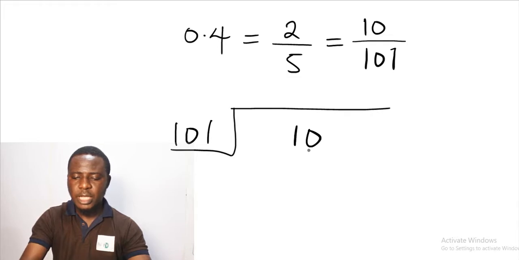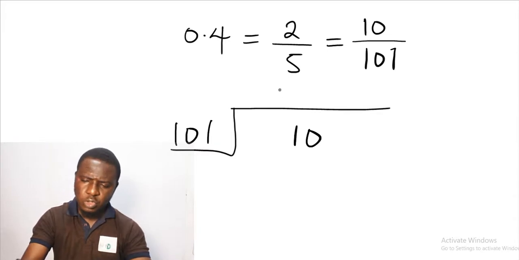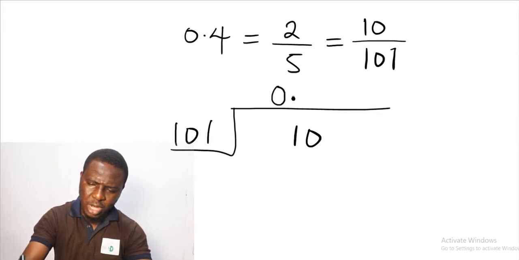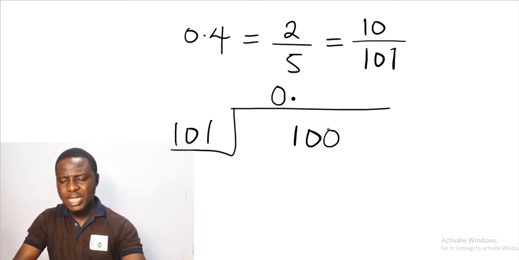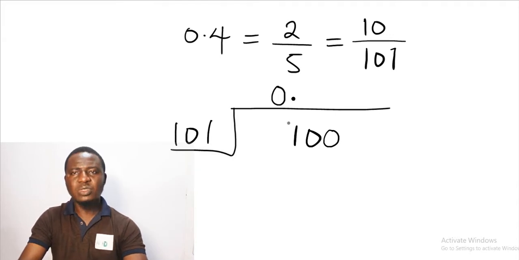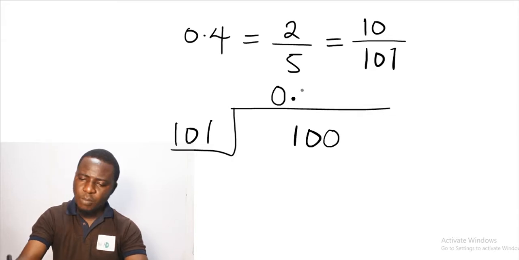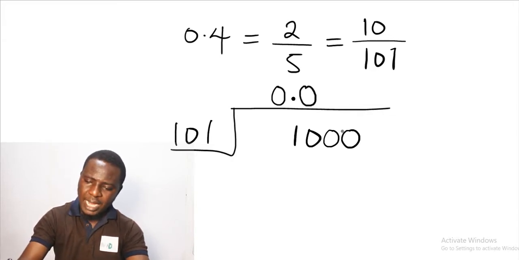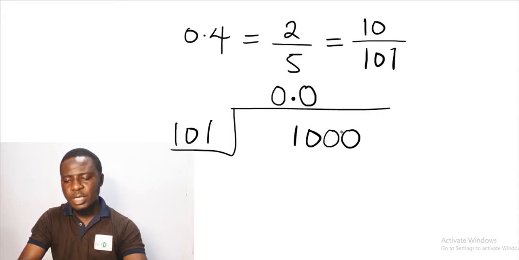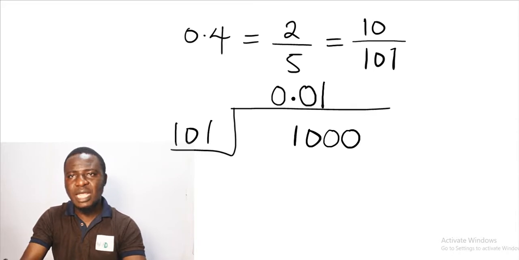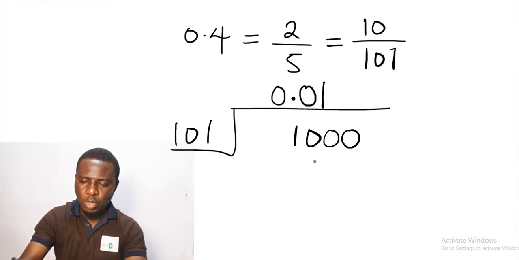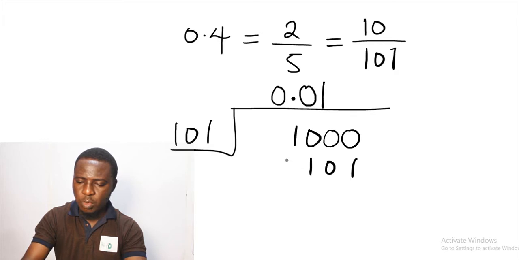101 into 10 cannot, because this is 5 and this is 2. So I'm going to put a decimal, put a 0 and a point, and add a 0 to this. 101 into 100 cannot, because while this is 5 in base 10, this is 4. So I'm going to add a 0 and add another 0. So 101 into 1000 will go one time, because this now becomes 8, and 8 is greater than 5. So 1 times 101 is 101.